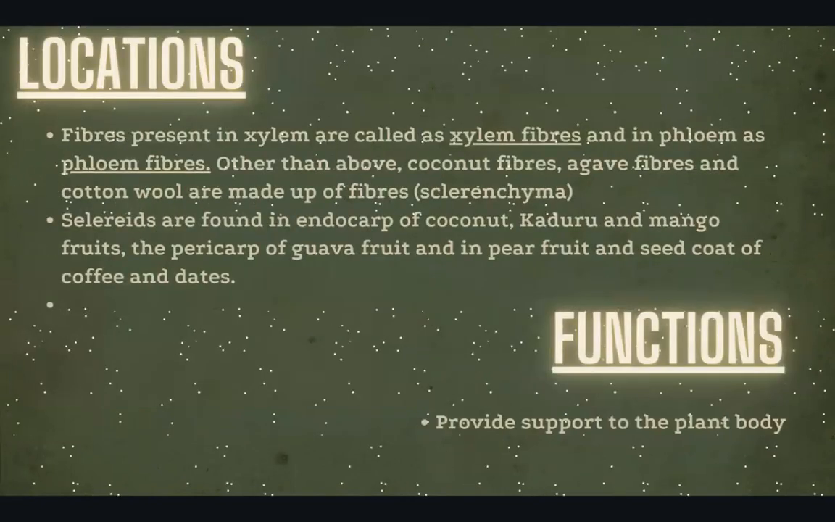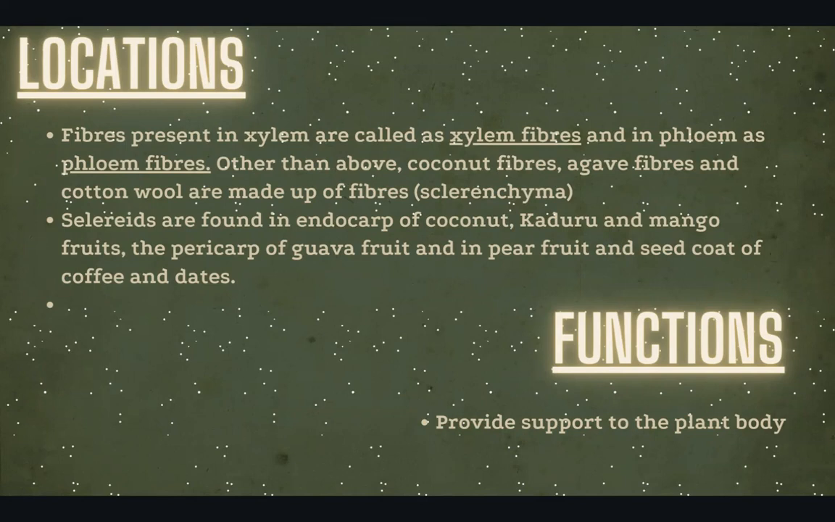Locations. Fibers present in xylem are known as xylem fibers. We just learned that sclerenchyma tissue has two types of cells, sclereids and sclerenchyma fibers. Fibers are present in xylem and phloem, as xylem fibers and phloem fibers. Other than above, we can see them in plants as coconut fibers, agave fibers, and cotton wool, which are made up of sclerenchyma fibers.